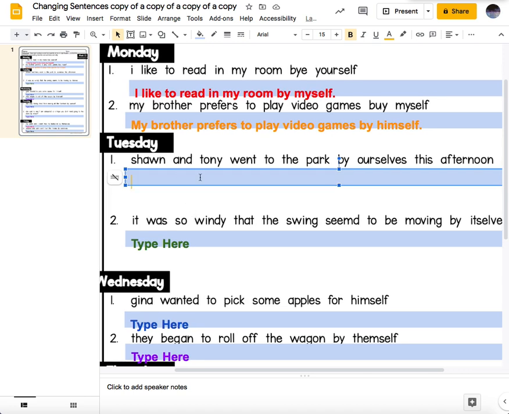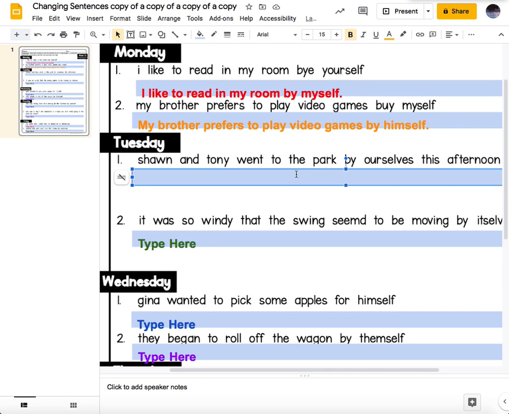Okay, so "Sean and Tony went to the park by ourselves this afternoon." Well, let's see. There's already something wrong. The first letter has to be capitalized and also a person's name. Oh, this is too bright of a yellow. Now let's change that here.